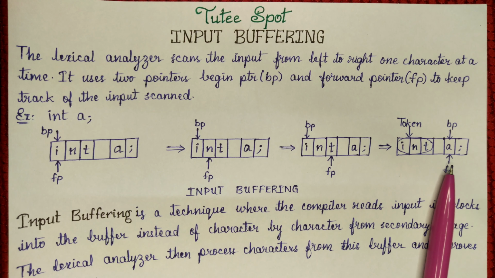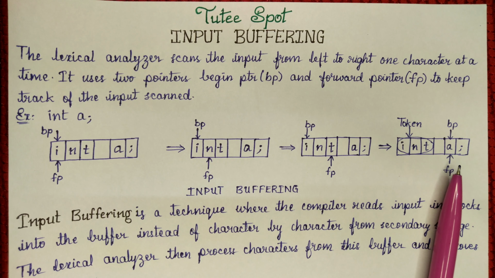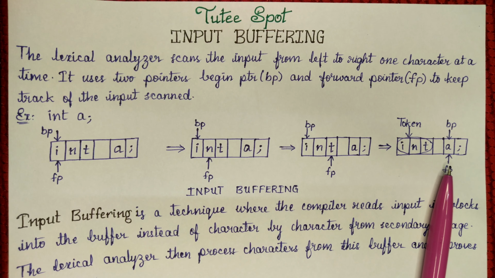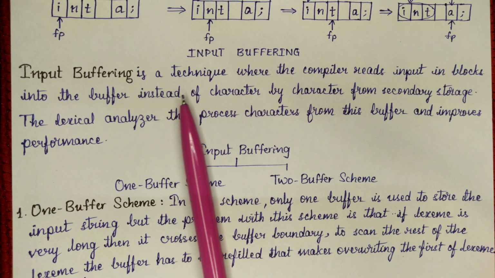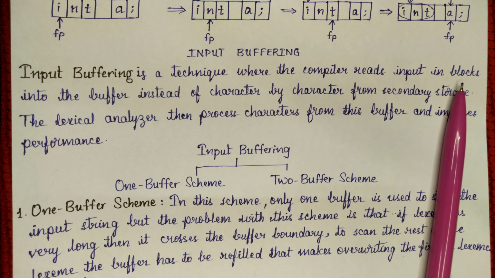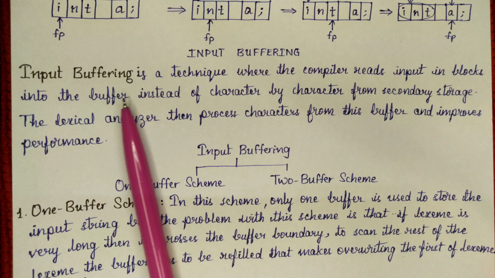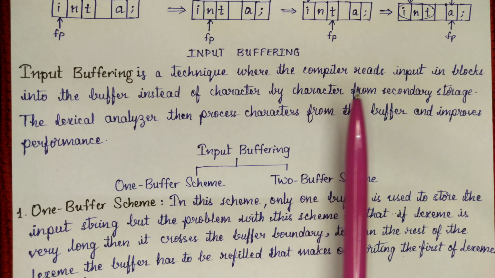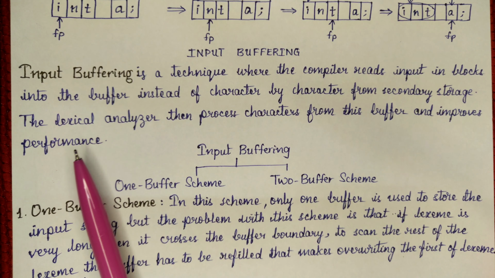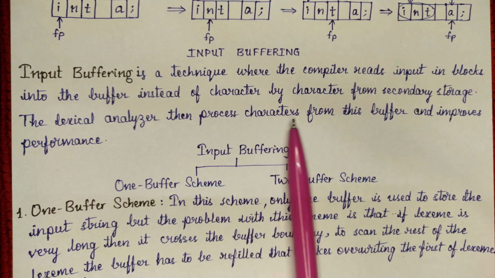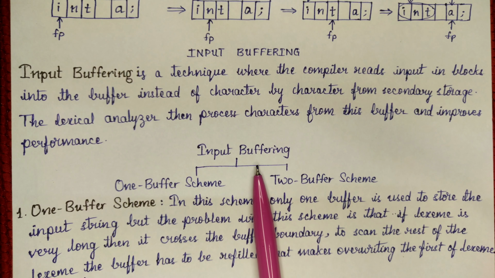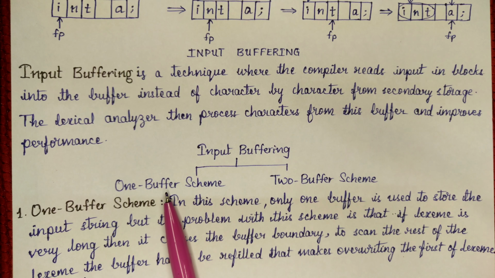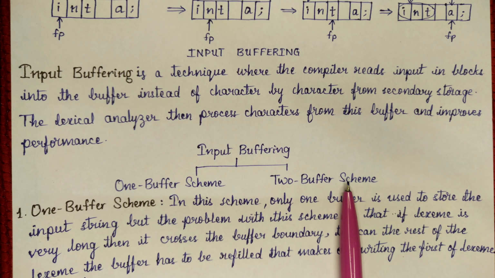So the input character a has to be read from the secondary storage, but reading in this way from the secondary storage is costly. So buffering techniques are used. So let's discuss input buffering now. Input buffering is a technique where the compiler reads input in blocks into the buffer instead of character by character from the secondary storage. The lexical analyzer then processes characters from this buffer and improves the performance. We have two methods of input buffering. First is the one buffer scheme and the next is the two buffer scheme.